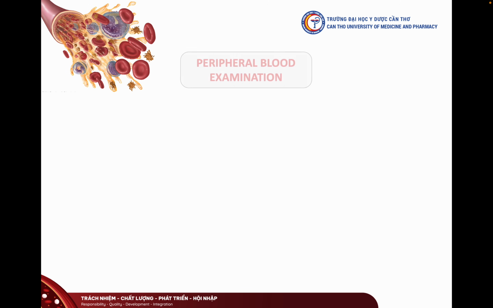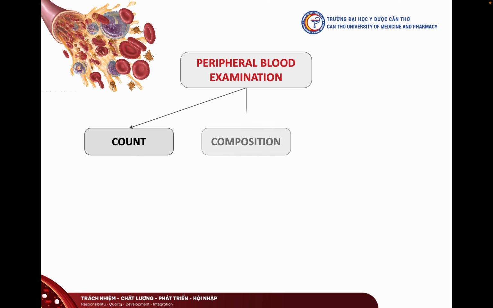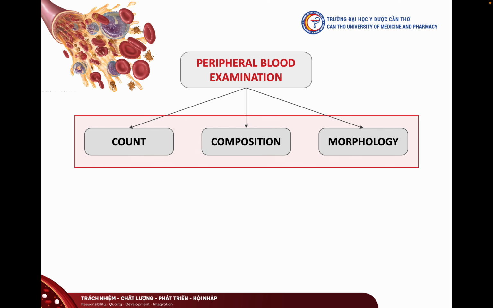When we analyze the peripheral blood, we also focus on three aspects. First, the count. How many cells are there? Then the composition. Are all the major cell types present in the proper proportion? And finally, the morphology. Do the cells look normal in shape and structure?